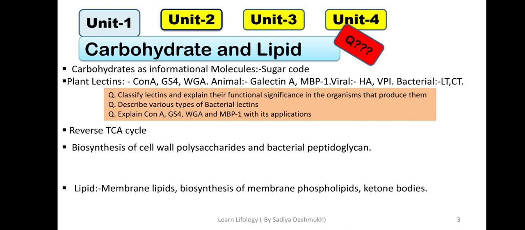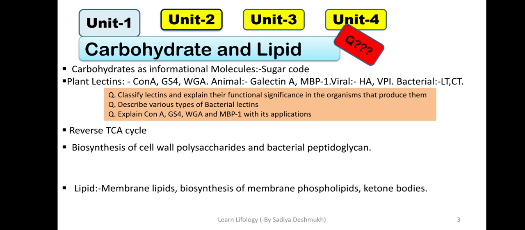So if such a type of question is asked, you have to write the different types of lectins, that is plant, animal, bacterial, viral, that is the classification, along with their functional significance, meaning their importance and what role they are playing. You have to write in detail. As these questions are for 16 marks, major questions, you have to write all the details. Then the next type of question is: describe various types of bacterial lectins.